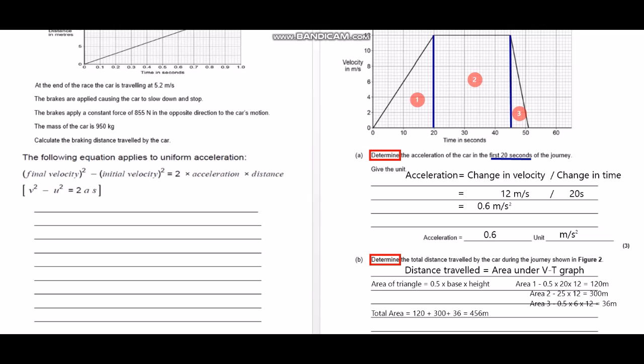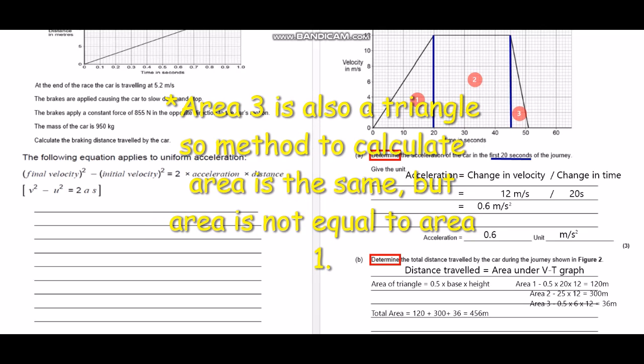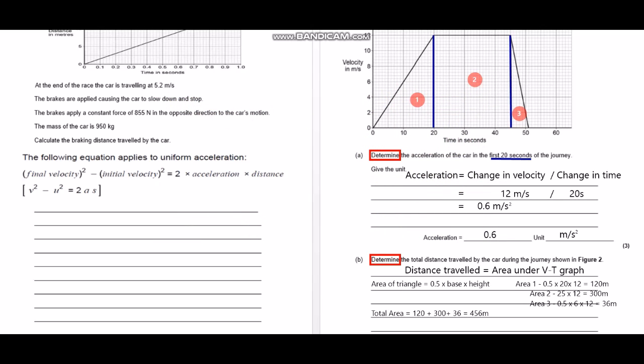Because area 1 is the area of a triangle, we've got a half, or 0.5, times the base times the height, which gives us an answer of 120 meters. Area 2 is just 25 times 12, because it's base times height, equals 300 meters. And then last, area 3 is the same as the first, we get 36 meters. Combining those all together, our total area is 456 meters.